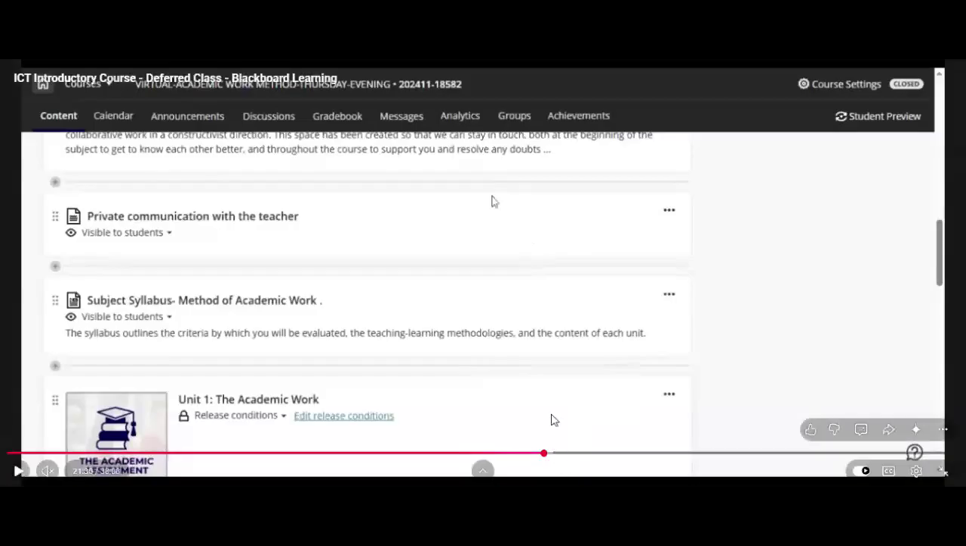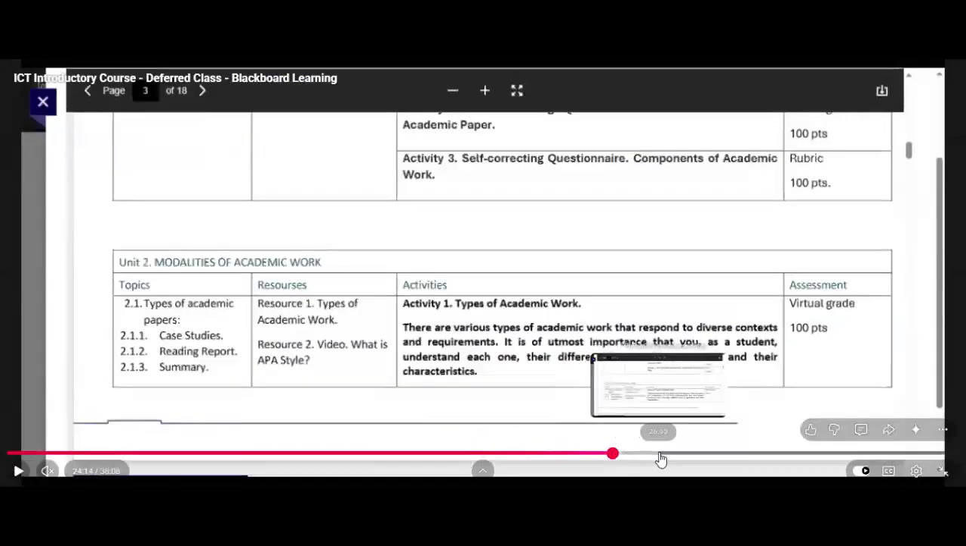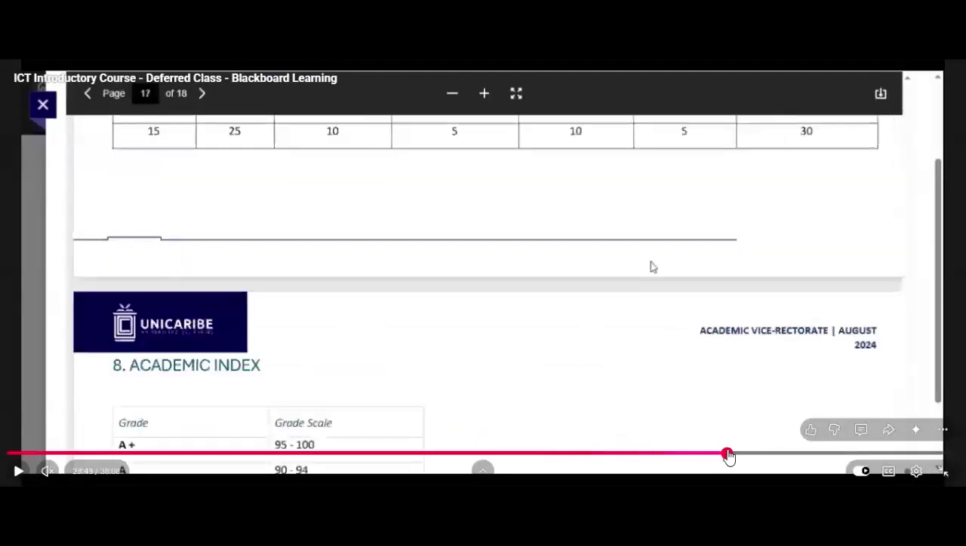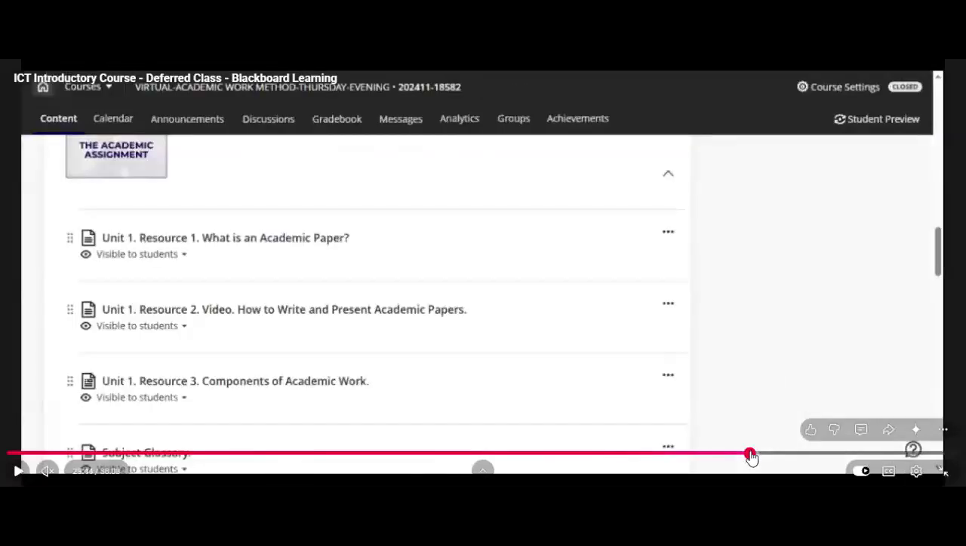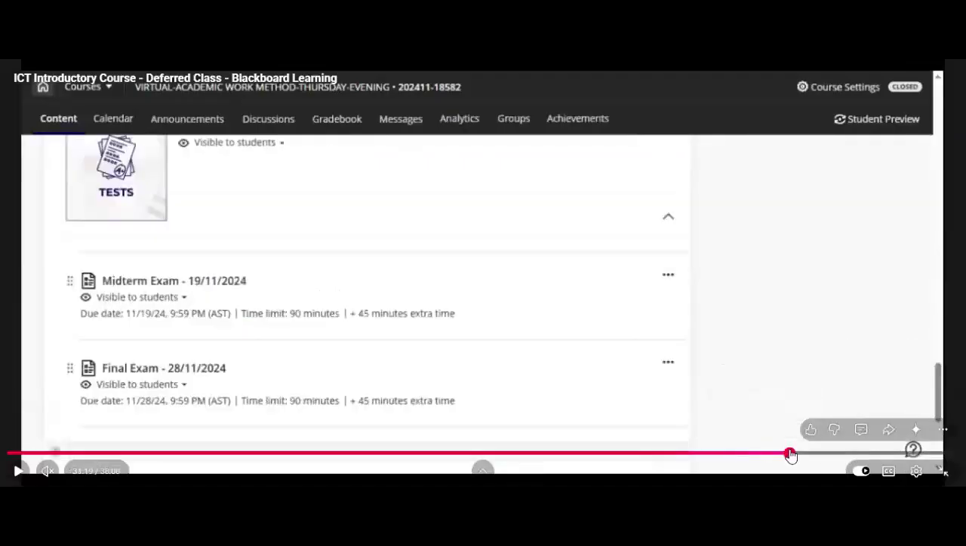second by second. Okay, doing all the explanations and also exploring the syllabus, the structure of the syllabus, talking about the topics, the resources, the activities, the grading, the final project, attendance, exam, all those related things. Okay, the structure of the course, unit by unit, also, the unit by unit activities.